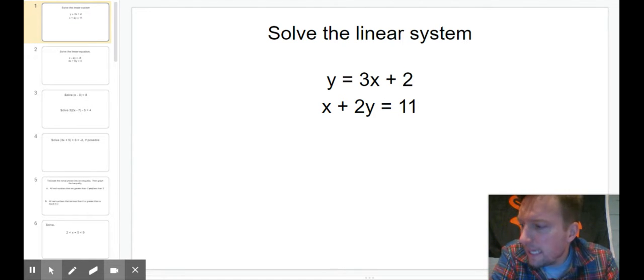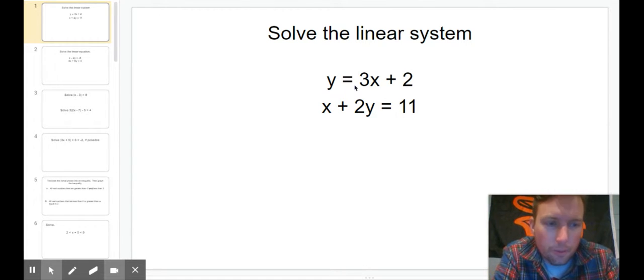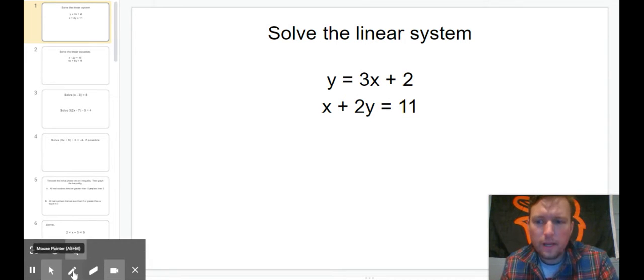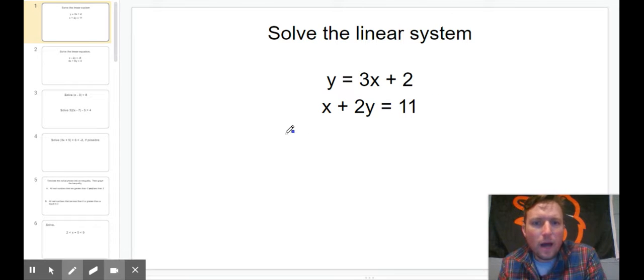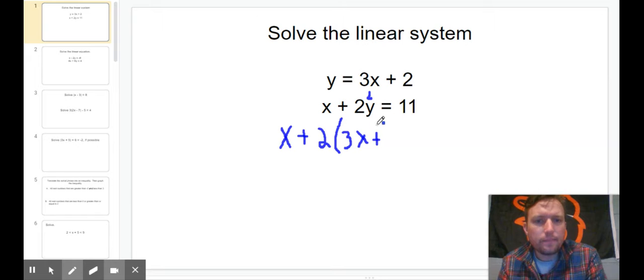Now the second thing is we're going to substitute. This is called the substitution method. We're going to substitute the value for y into my second equation. And what will happen then is I will have a new equation: x plus 2, and I'm substituting my value for y, because y equals 3x plus 2. I'm going to plug it right here in for y. So it's going to be x plus 2 times 3x plus 2 equals 11.